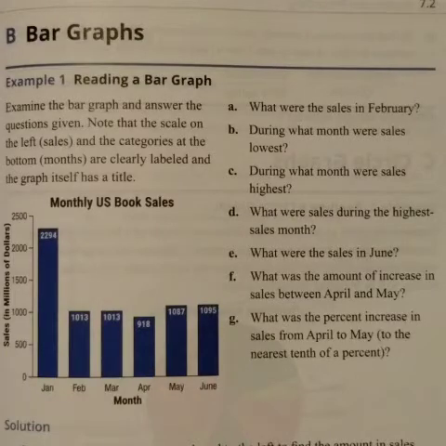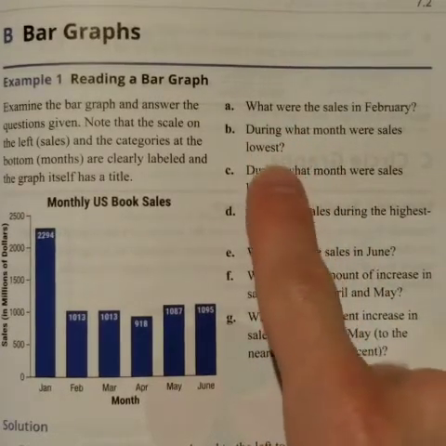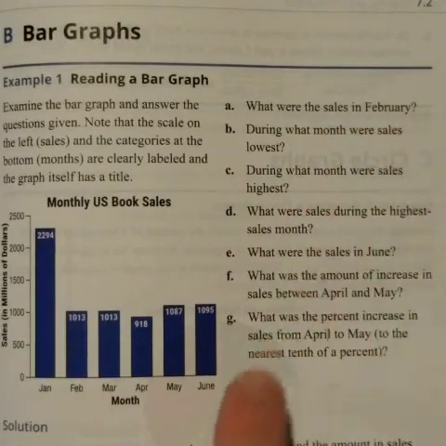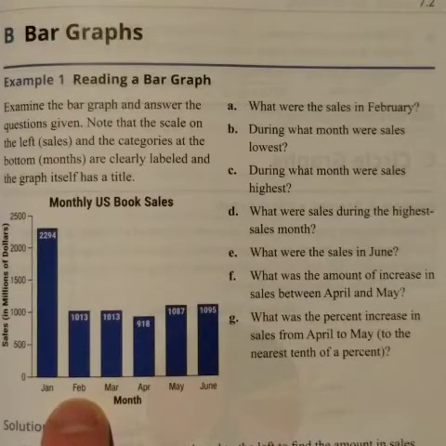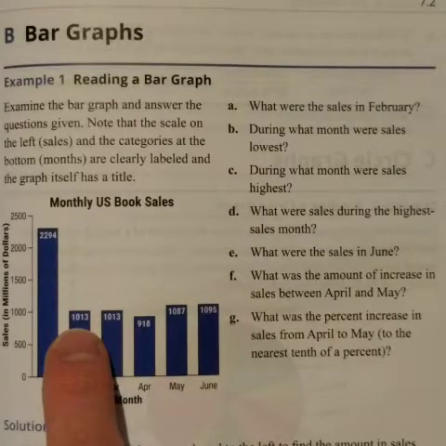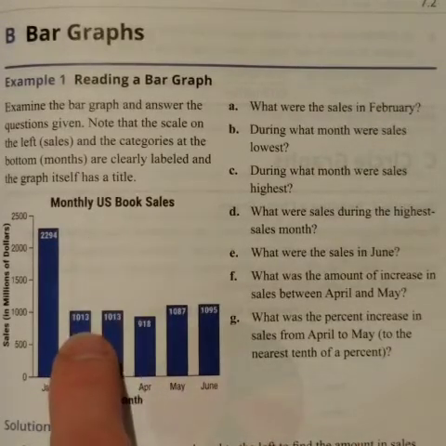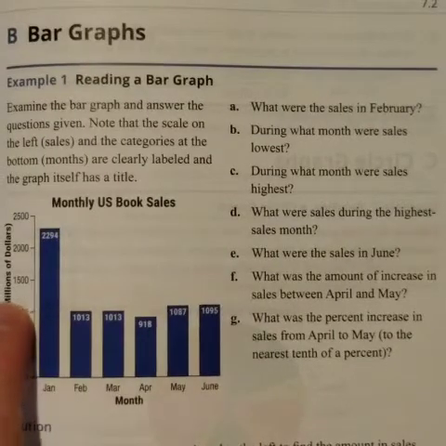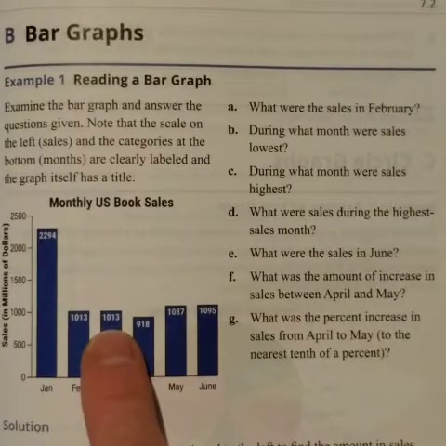So the questions that are being asked here, we'll just go through them one at a time. What were the sales in February? Well, February is clearly listed in the graph. It looks like 1,013. It's easy to just write down $1,013, but that wouldn't make much sense because that's for the entire U.S. Notice the units here, it's in millions of dollars, and so we're really looking at $1,013 million.